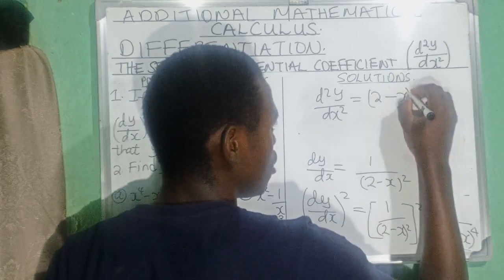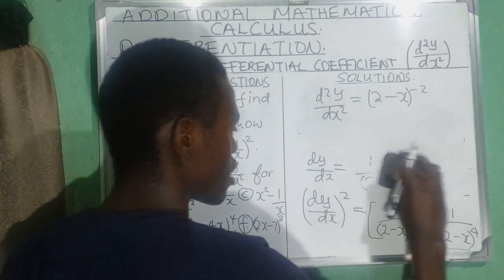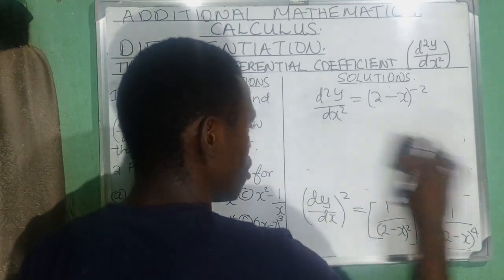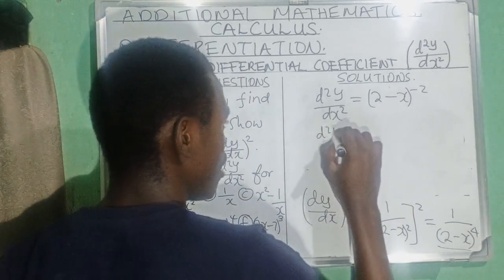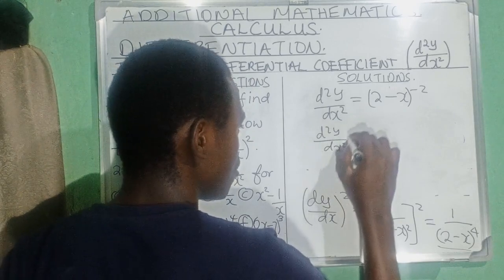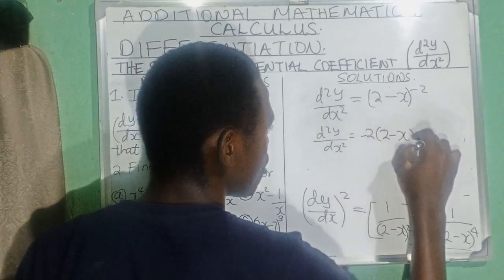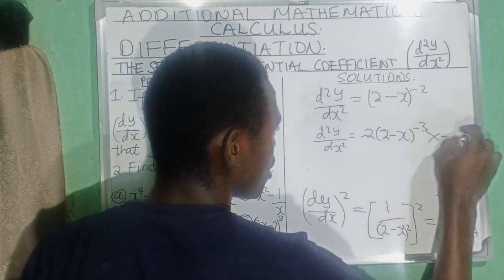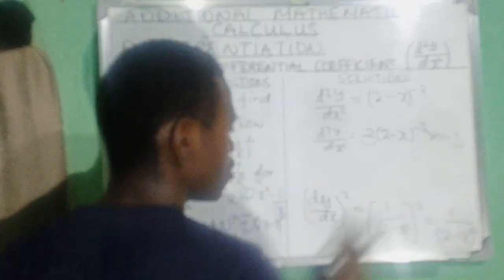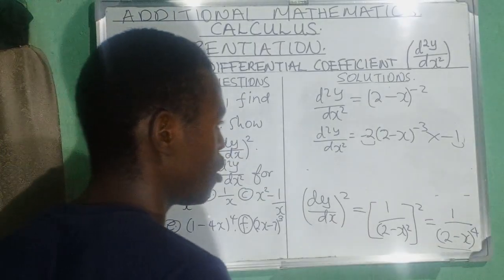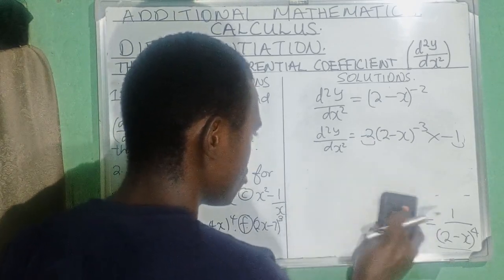Raise the power -2. Have you seen what I've done? So after doing that, I can clean up. So we will say d2y dx2 is equal to -2 multiplied by 2 minus x raised to the power -3 multiplied by -1. So this -2 we multiply by -1 is going to give you a +2. Okay, so let's clean up.